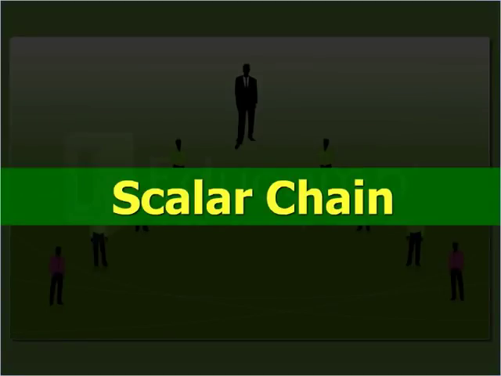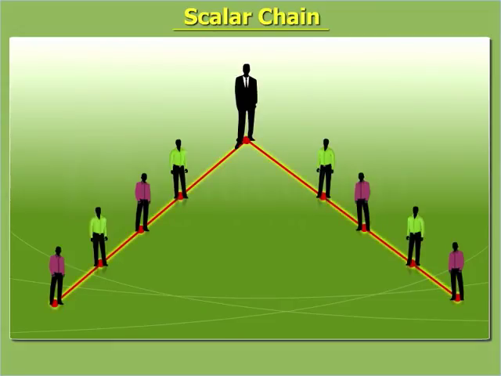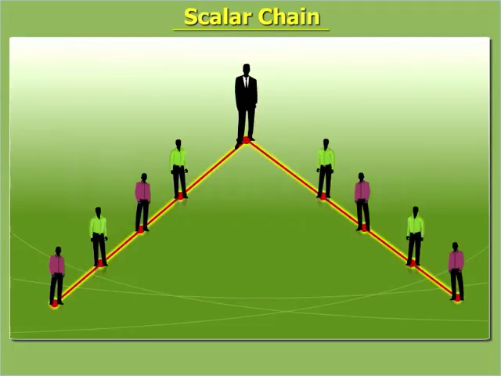Scalar chain is the ninth principle of management proposed by Fayol. Under this principle, Fayol emphasized having a formal chain of command and communication from the top-level management to the bottom level. The chain should be strictly followed by all managers and subordinates except in situations of emergency.